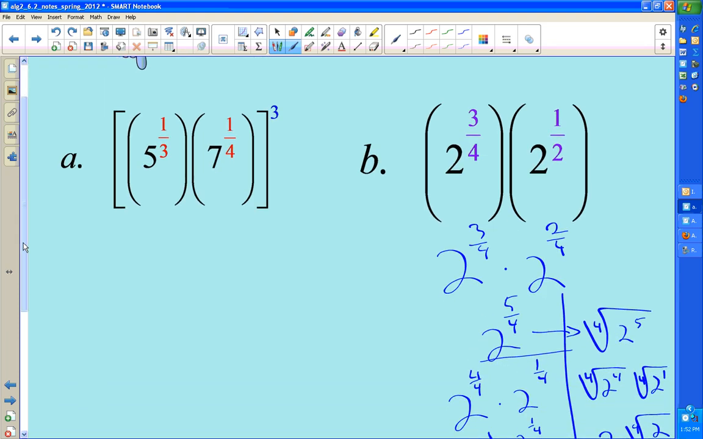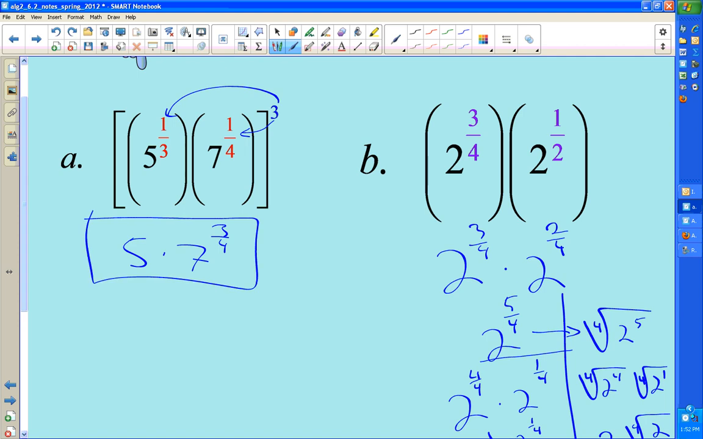5 to the 1/3, 7 to the 1/4, all to the third. We're going to use this power of a product property. This becomes 5 to the 3/3 times 7 to the 3/4. And again, that would be a fine answer to have.